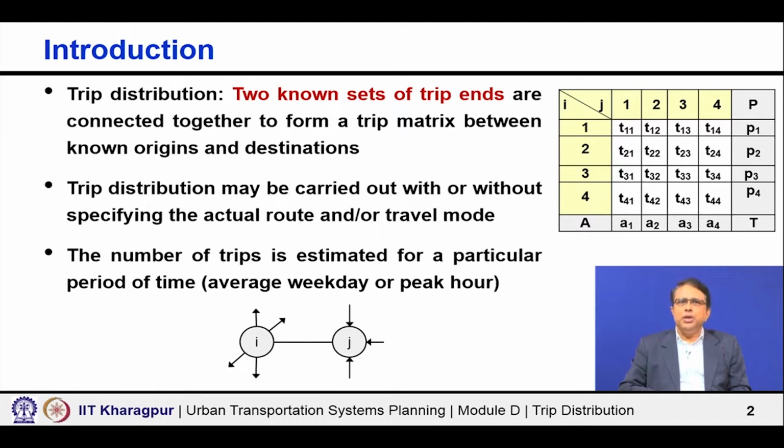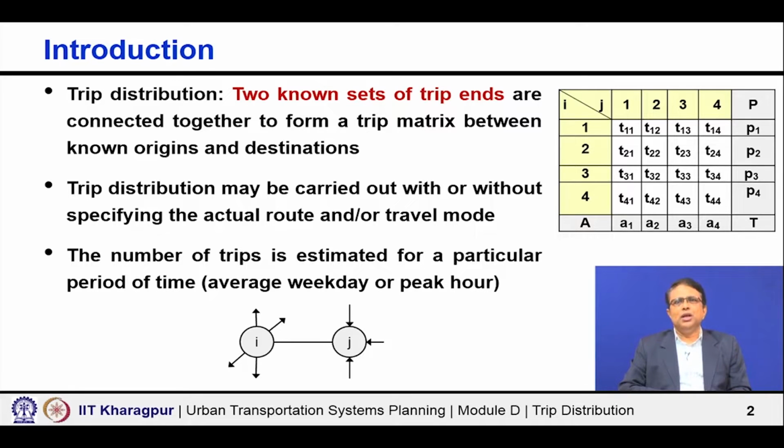Trip distribution may be carried out with or without specifying the actual route and or travel mode. We do not need to mention the routes. We only want to say that, okay, from zone 2 to zone 4, so many trips are going to happen. We may or may not indicate at this stage by which route this trip will happen, or how route wise the trips will get distributed. Similarly, we may or may not mention by which mode these trips will be made.